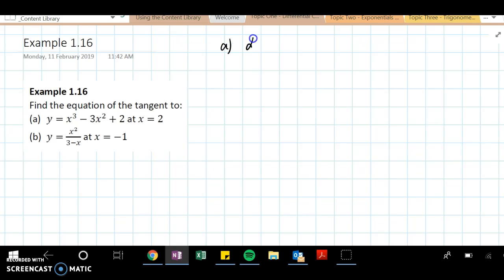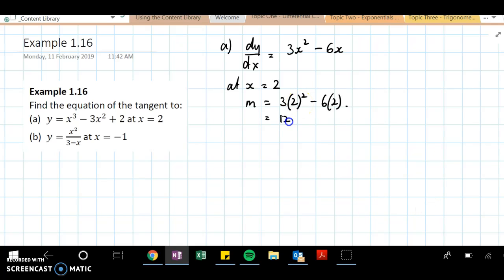So dy on dx is going to be equal to 3x squared take 6x. And once we've done that, we then want to be able to identify what the slope is at x equals 2. So our gradient is going to be equal to 3 lots of 2 squared, take 6 lots of 2. 2 squared is 4, 4 times 3 is 12. So our gradient at this particular point is 0.